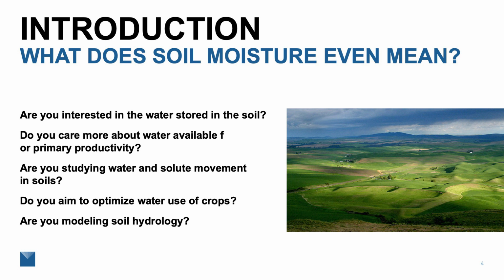Depending on which of these categories you fit into, there are different aspects of soil moisture you need to understand. For some categories, for example, if you're just interested in water stored in soil, you really just need to understand volumetric water content. But if ultimately your goal is to understand how plants and other creatures are going to interact with the water within the system, you really need to understand both water content and water potential.